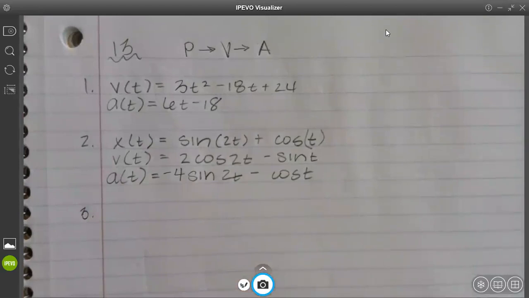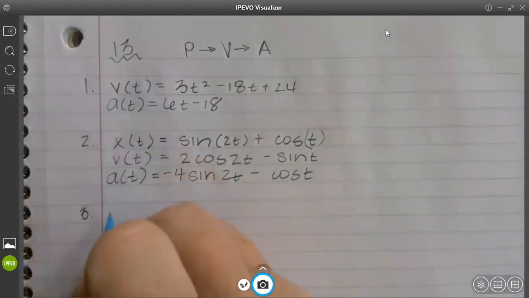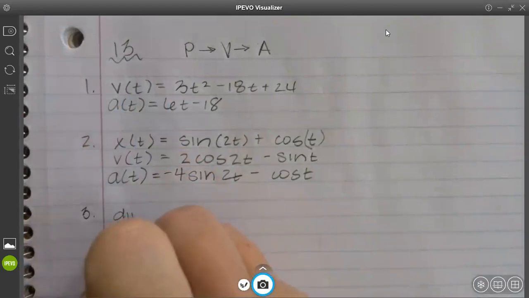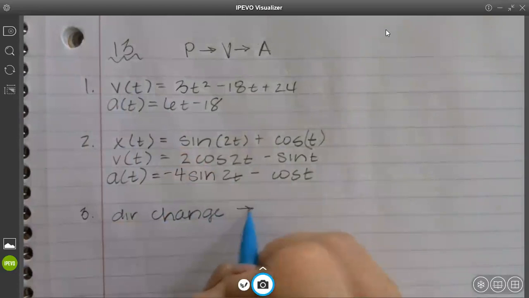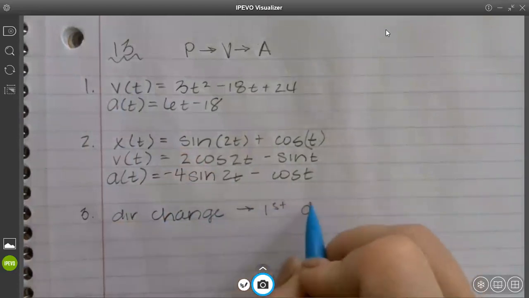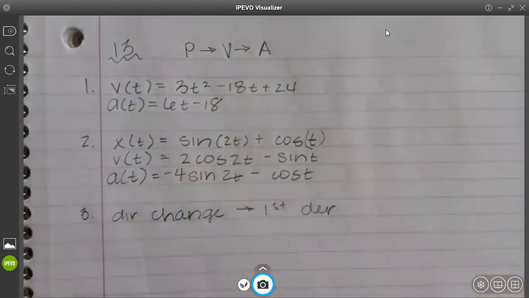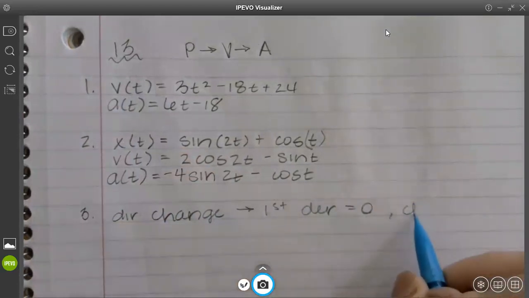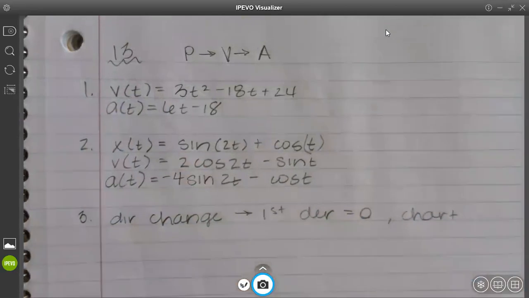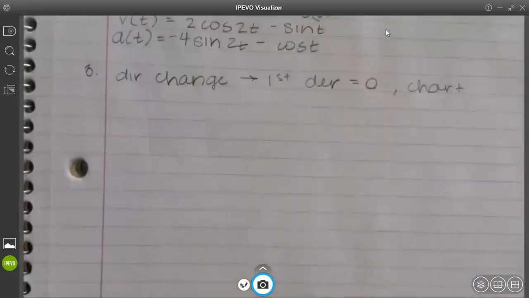All right. Number 3 wants to know when it's changing direction. So direction change is you're going to take the first derivative, find the velocity, set equal to 0, and chart. And I'll explain all of that in a minute.